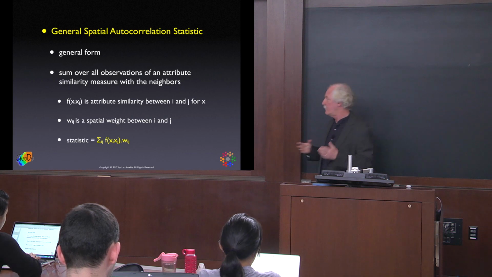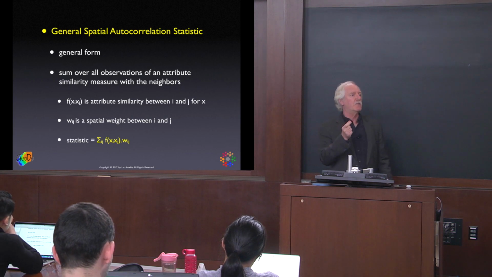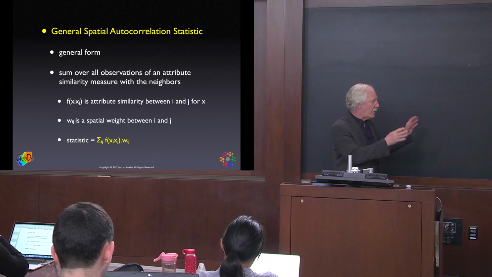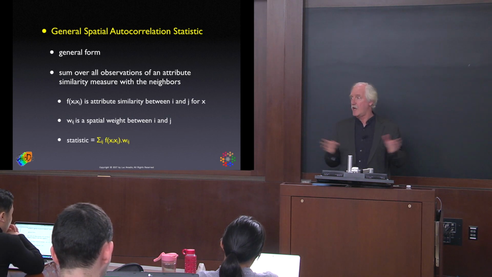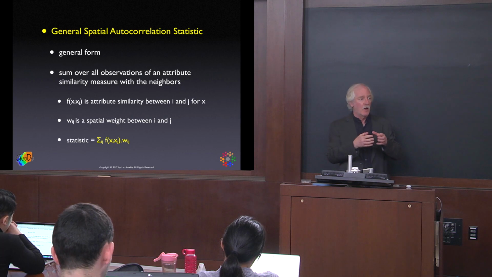So the way you can think of this is that the statistic summarizes the similarity measures for the neighbors. I mean, mathematically, it's for all the pairs. But most of these pairs are zeroed out. They don't count. It's only the neighbors that count. So it's a similarity measure for the neighbors.